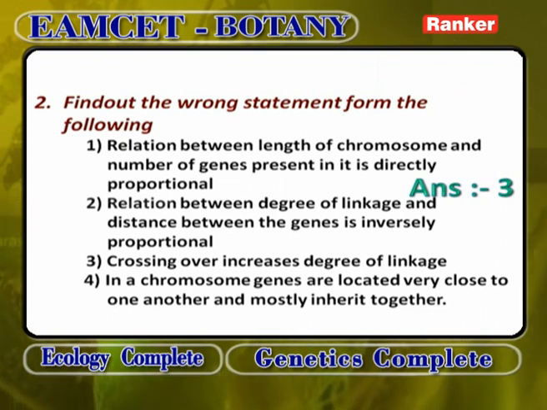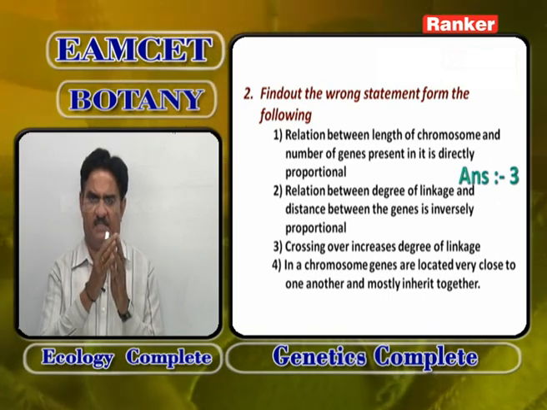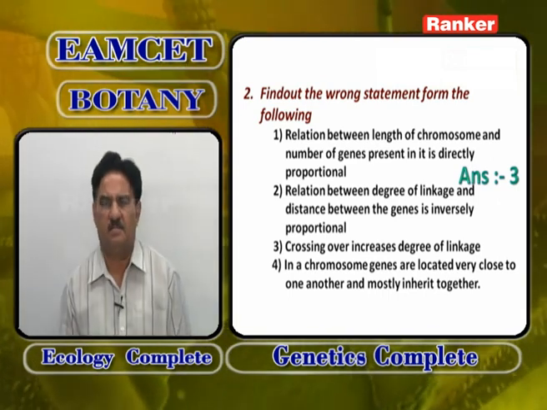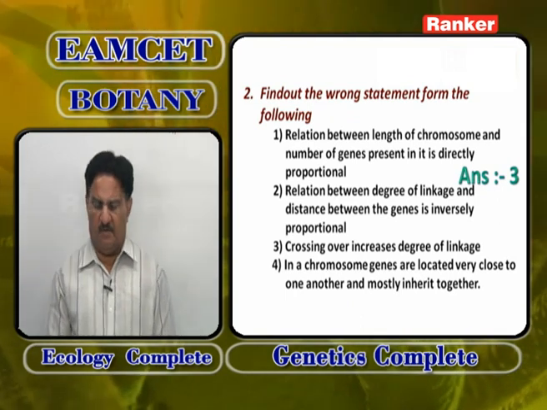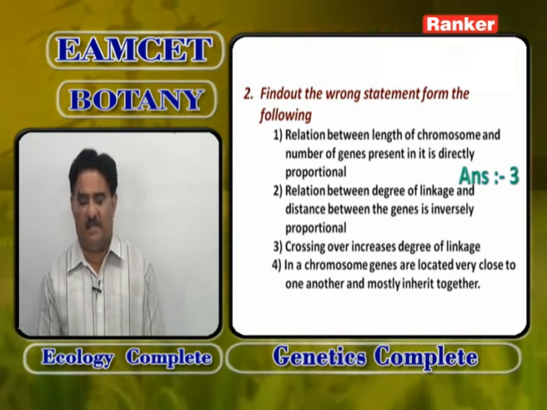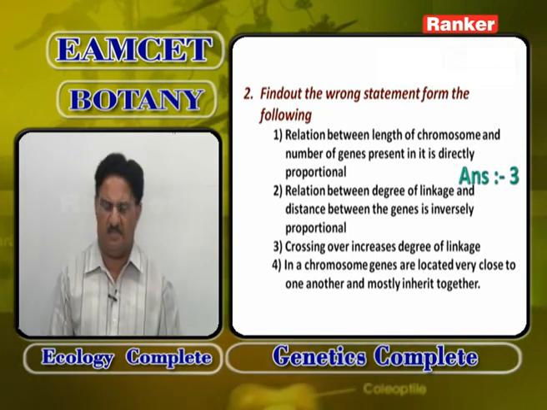Relation between degree of linkage and distance between the genes is inversely proportional. It is also correct. Crossing over increases the degree of linkage. Crossing over does not increase the degree of linkage. Crossing over always cuts the chromosome at a particular place. Exchange of bits takes place, and exchange of bits is called crossing over. So crossing over does not increase, it decreases the degree of linkage. So the third option is wrong.